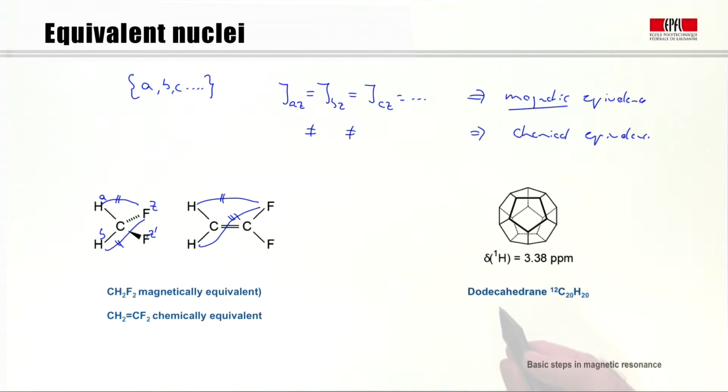Now, there are cases which are not obvious. For example, this is dodecahedrane, which has the molecular formula C20H20. If all carbons are C12, which is not obvious, but if it's depleted in carbon-13, then we have no other nuclei than the 20 chemically equivalent protons. And so there is no external nucleus Z, and consequently we can't conduct the test, and it turns out that all 20 protons are magnetically equivalent and not only chemically equivalent.